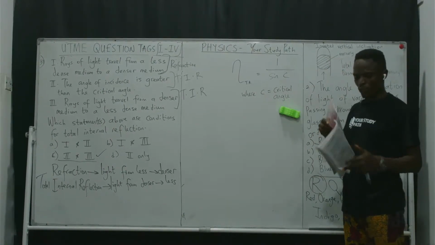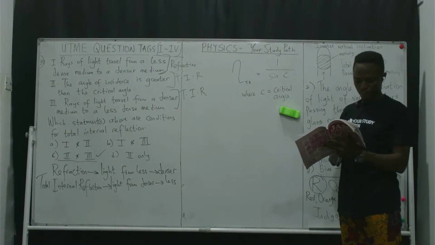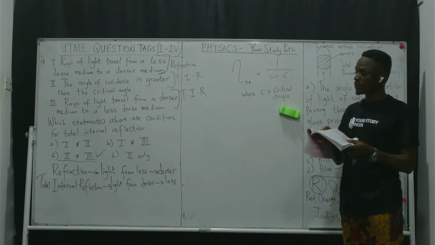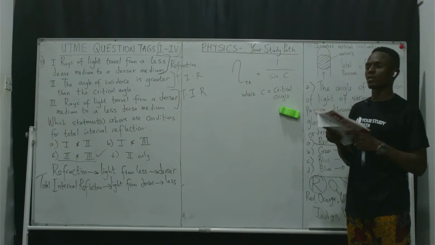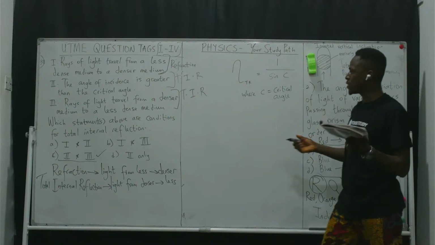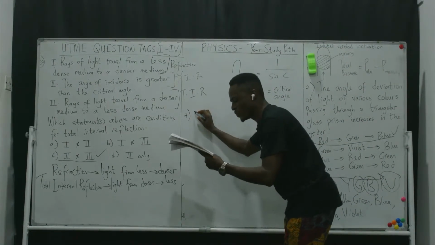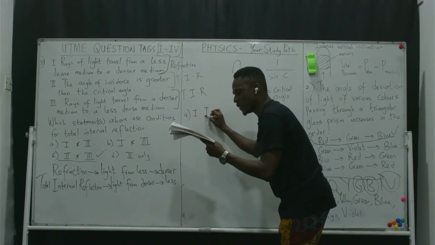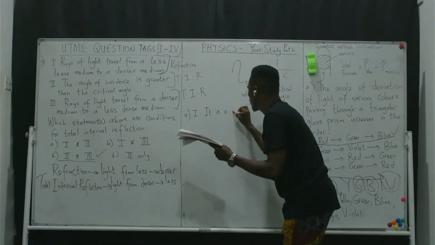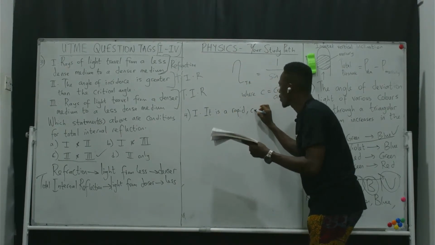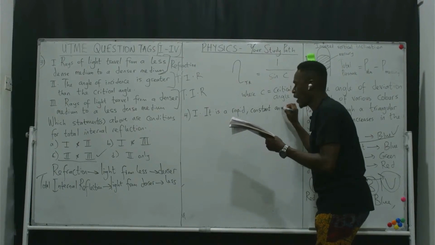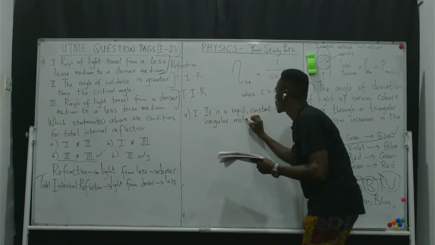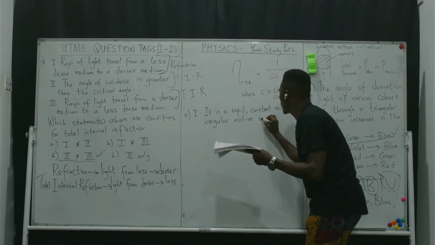So, what will be the next question? Let's have it. Interesting. For those that are familiar with kinetic molecular theory, this is for you. Kinetic molecular theory. We are told, number one, Roman figure I, it is a rapid, constant, and irregular motion of tiny particles.